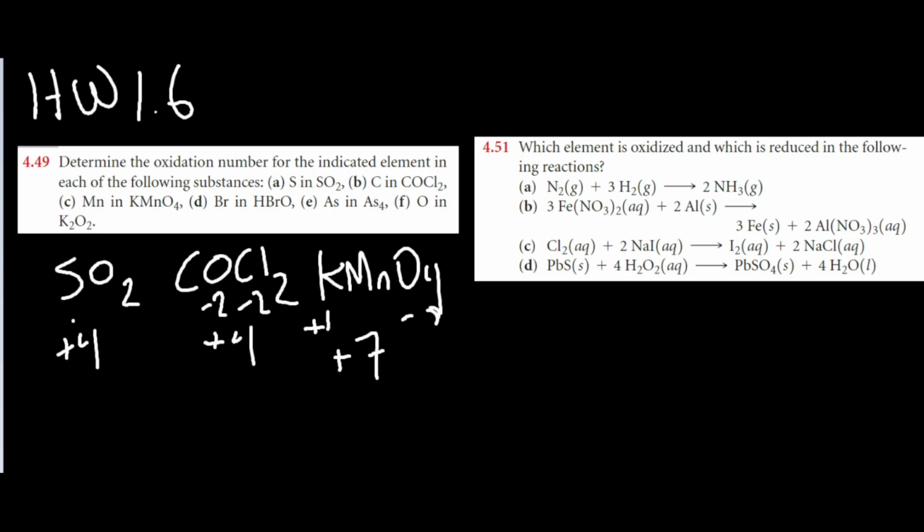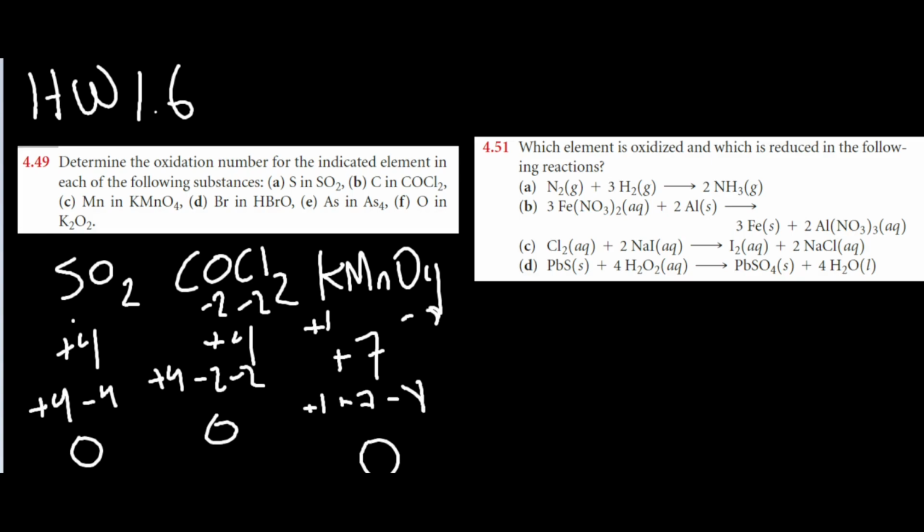Again, you're just going to want to match. With SO2, it's +4, -4 equals 0. With COCl2, +4, -4 is 0. With permanganate, plus 1, plus 7, minus 8, that's 0 again. So that's what you want to get to. You want to get to 0, unless it's an ion. If it's an ion, you have to match the charge, but I don't think you'll have to worry about that.